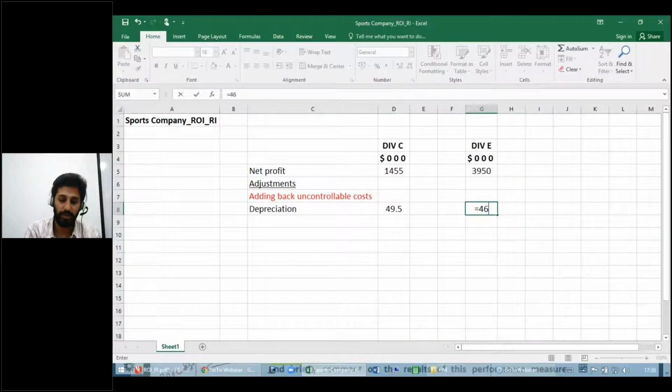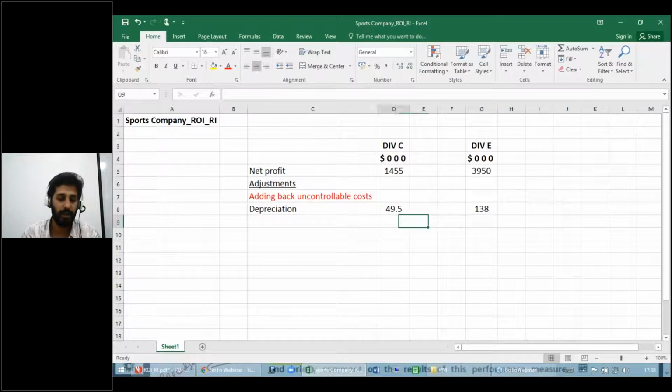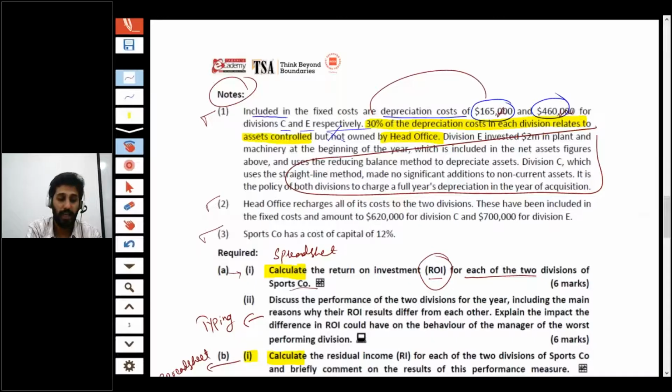It is 460 multiplied by 0.3, right? It is added back. Now the next one is the head office. Head office recharges all of its cost to the two divisions. Head office recharge, that means who is earning, the head office or the division? The answer is obviously the division is earning, and head office needs some finance in order to meet their expenditure, and they are taking that expenditure from the divisions.